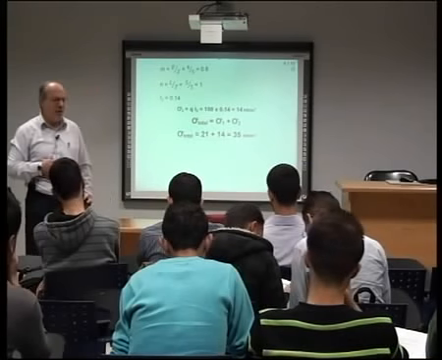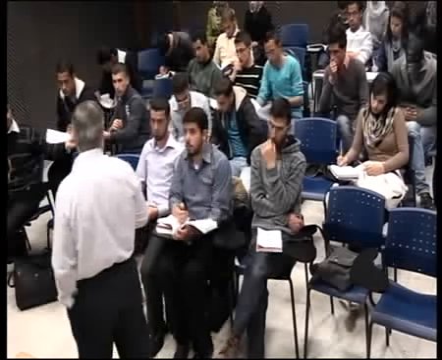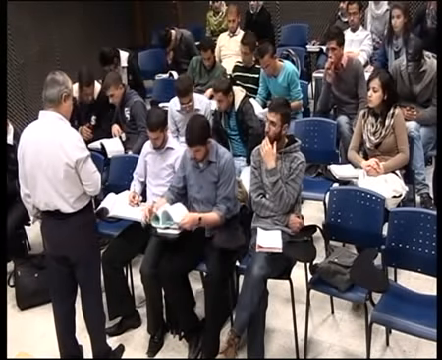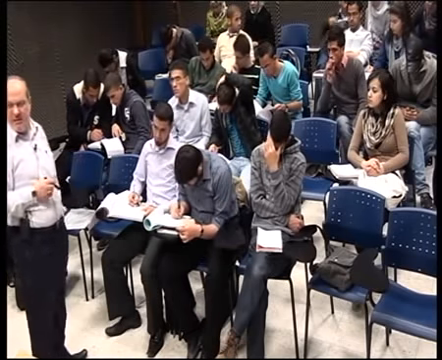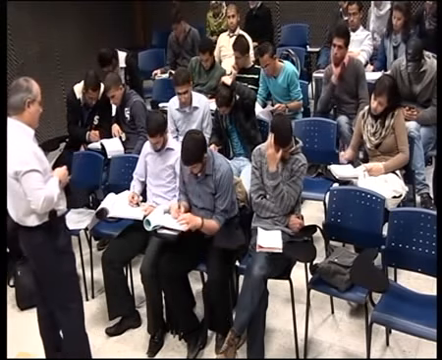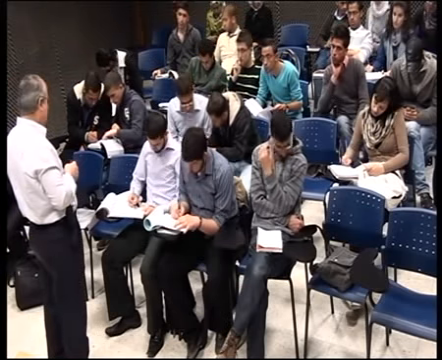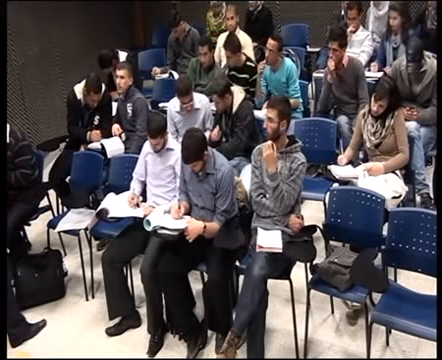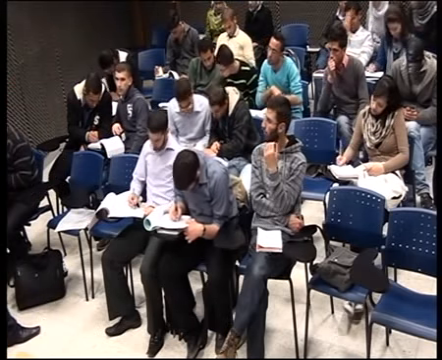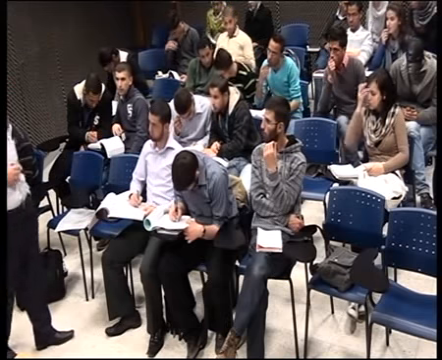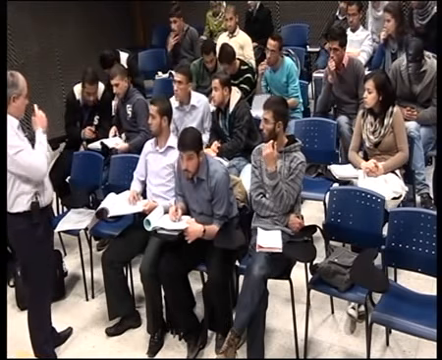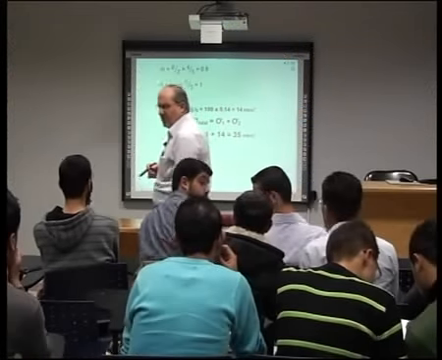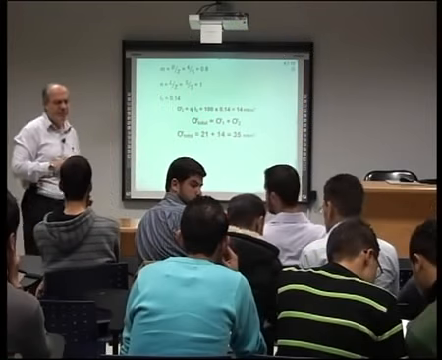M 0.8. Where is 0.8? N 1. 0.8 and 1. 0.1598. How much? 0.1598. Good.